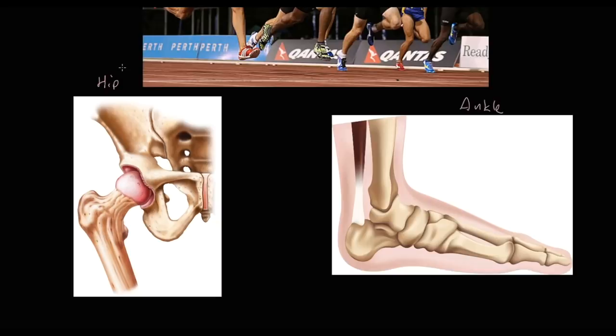Let's start with the hip first of all. Although we're looking at muscles and movement here, I want to make sure that we know what our articulations or our joints are. First things first, let me introduce you to the ilium. The ilium is what we might loosely call the pelvis here. I'd like you to use the word ilium if you can. Pelvis is fine if not.